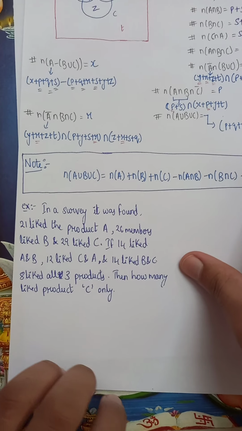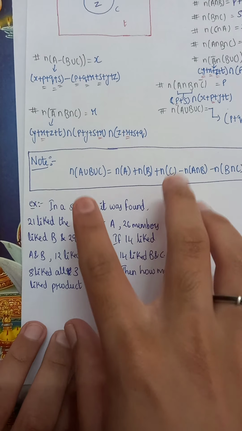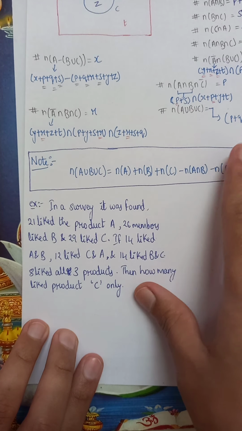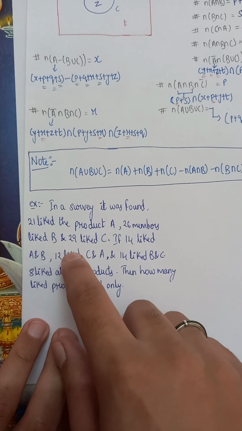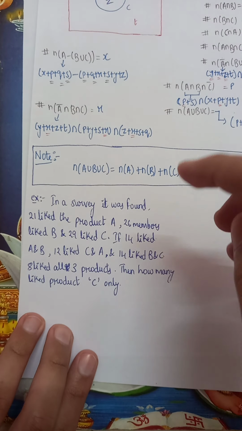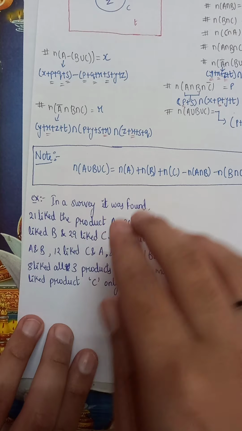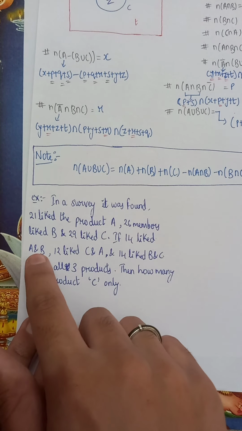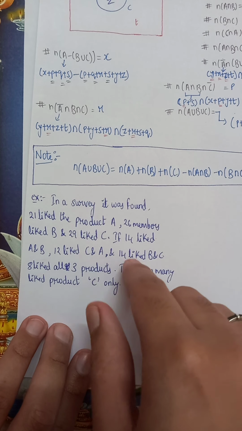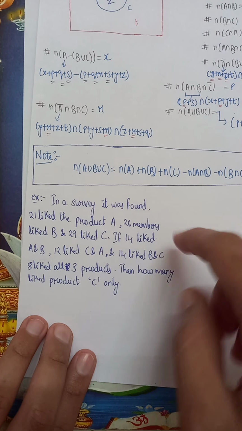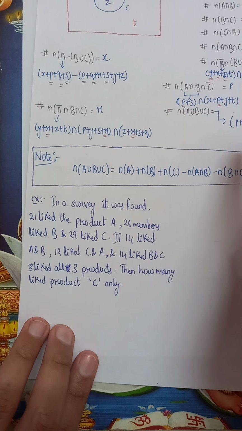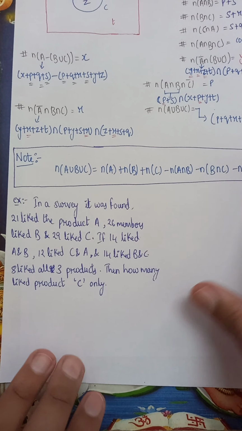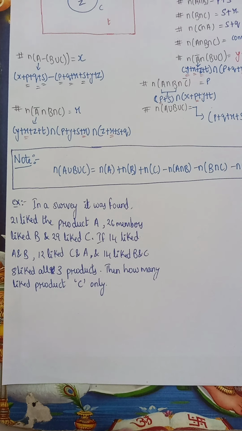That is what the example says. In a survey, it was found that 21 members like product A, 26 members like product B, and 29 like product C. These are the individual members who like product A, B, and C. If 14 liked A and B, 12 liked C and A, and 14 liked B and C, and 8 liked all three products, then how many liked product C only? If you want, you can pause this video and read the question once again.